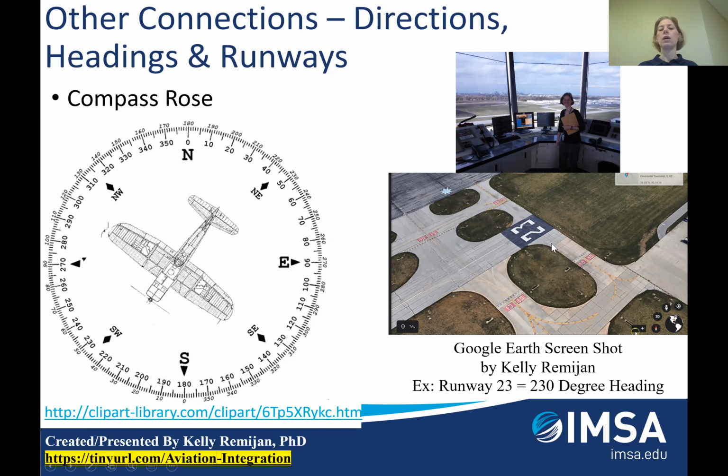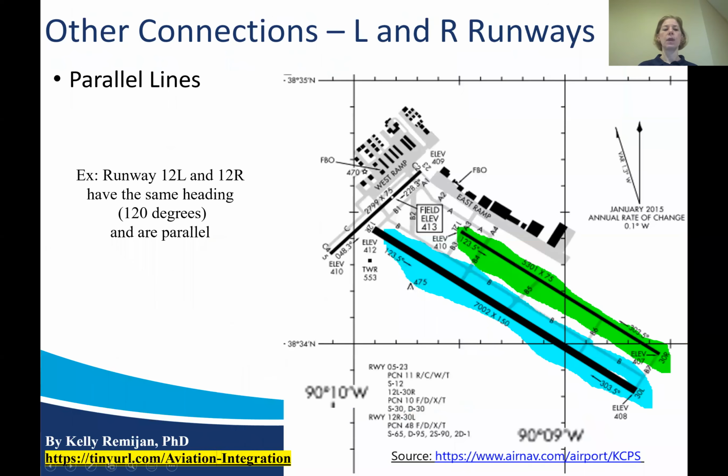And so if you're headed in a 230 degree direction, you might be landing at runway 23. Runway 23 is a 230 degree heading. Parallel lines is a great way to talk about runways, that some runways will have the same number, but they'll be identified with an L for left or an R for right.